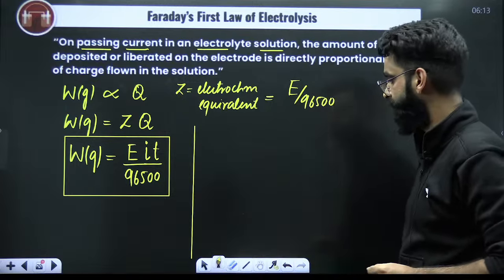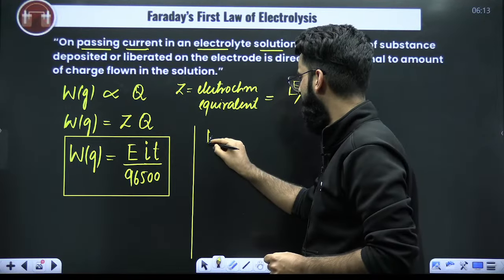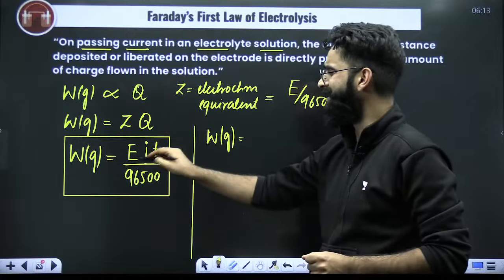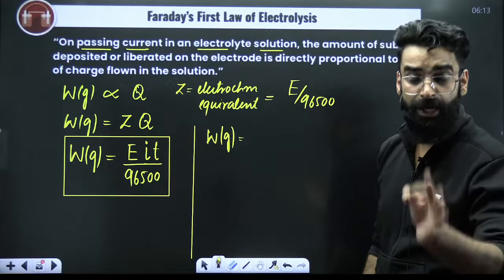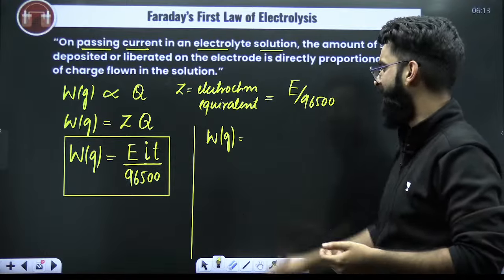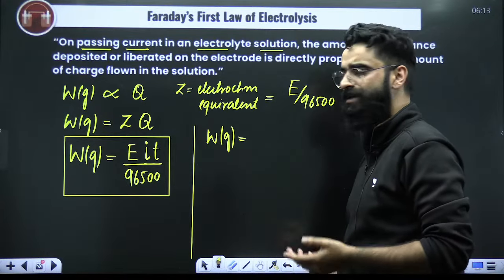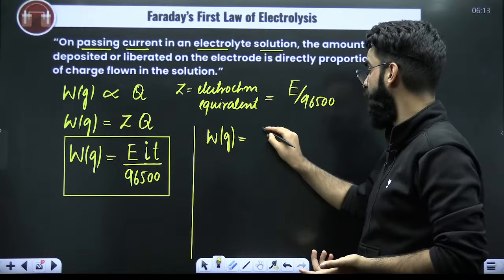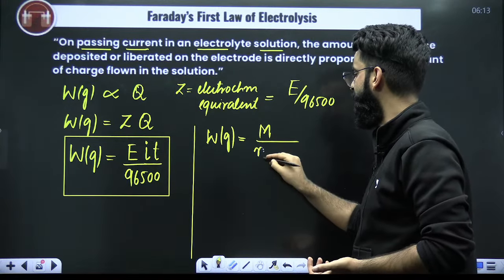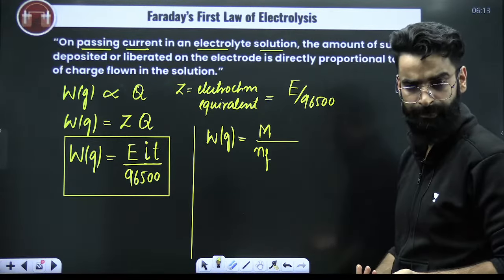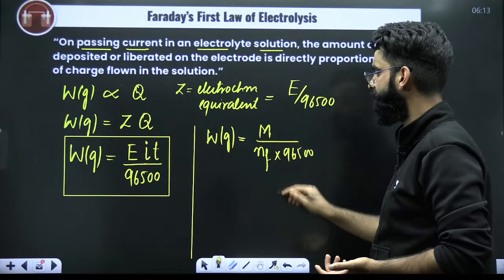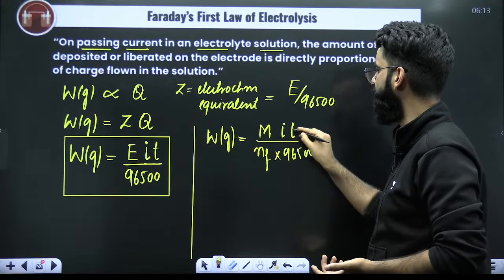Have a look. Can you write it like this? The mass of the substance deposited or liberated, in grams, is equal to E divided by 96500 multiplied by I times T. What is E? E is the equivalent mass of the same substance, which is equal to the molar mass of the substance divided by the n factor of the same substance. And in the denominator we have 96500, and in the numerator we have I multiplied by T.